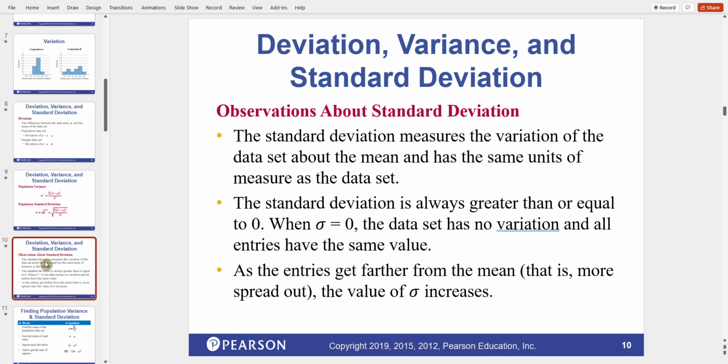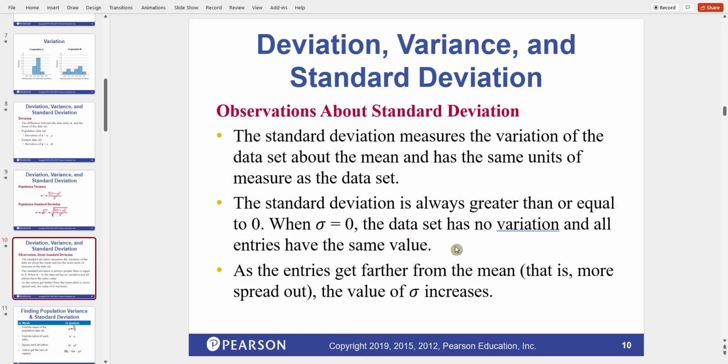This is really a nuisance to do by hand. That's why we pretty much have technology to do it for you, because if you make one little mistake, if it's a negative sign that you leave out or whatever, one little mistake can mess up the final answer. And if you have a lot of data values, you do not want to do it by hand. The standard deviation measures the variation of the data set about the mean and has the same units of measure as the data set.